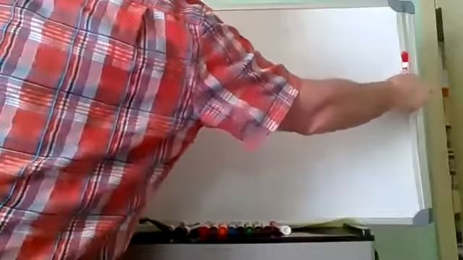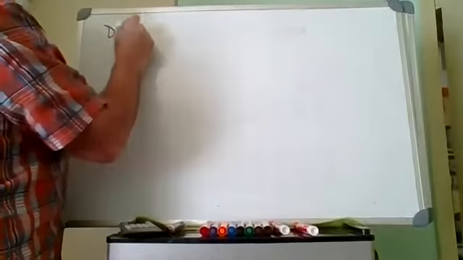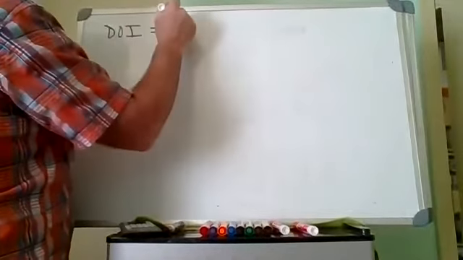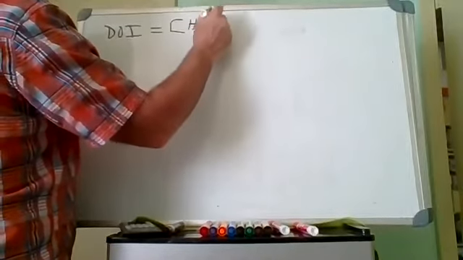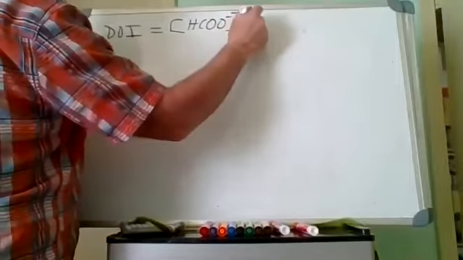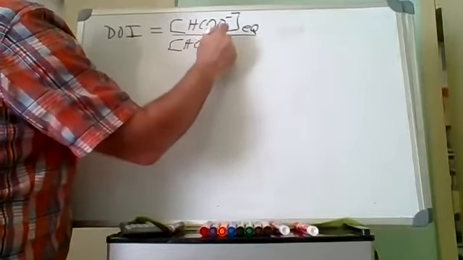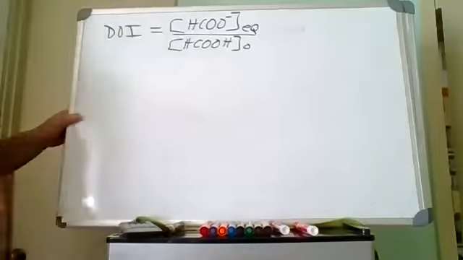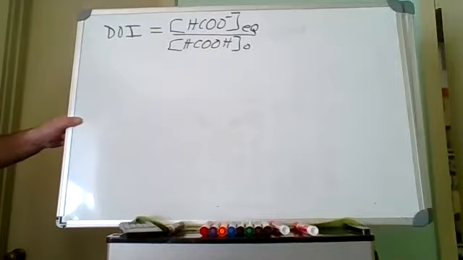So let's do that on this board here. I'm just going to write DOI, degree of ionization, equals the concentration of formate ion at equilibrium divided by the concentration of the acid at the beginning. So I put a 0 for initial conditions. It's important to remember they're not both equilibrium conditions, right?